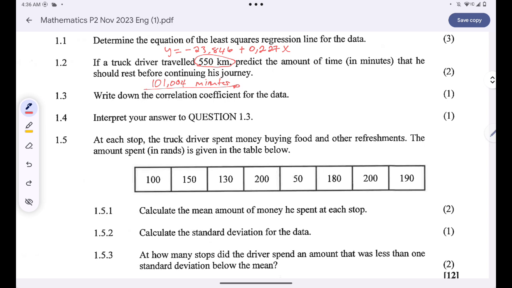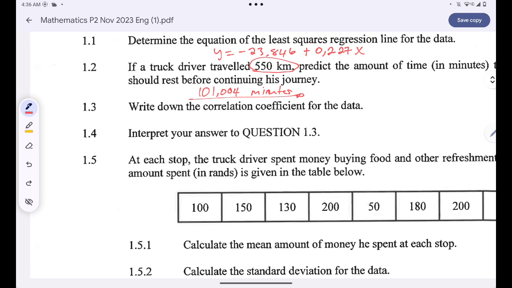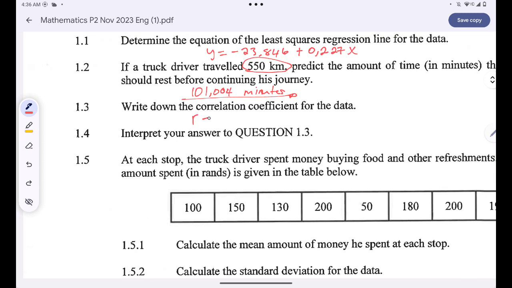Are you together? And then now they want us to write down the correlation coefficient of the data. The correlation coefficient of the data is represented by letter R, small letter r. Okay, how can I find it? Shift 1, 5, and then I'll press 3. Okay, this is 0.98. Are you together? And then 1.4, they want us to interpret the answer that we got here.